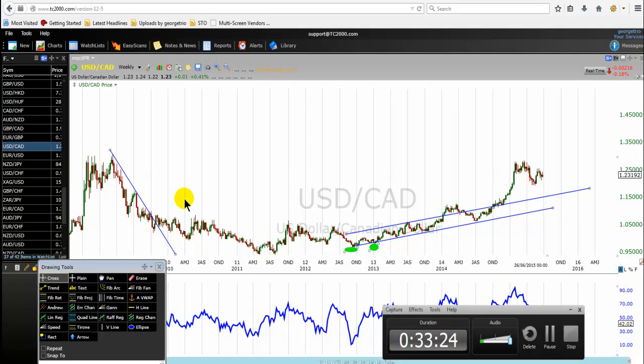The US dollar, Canadian dollar currency pair is negatively correlated to crude oil, unlike the euro dollar currency pair. All right, so we need to understand that. It makes sense. It is also powerful.